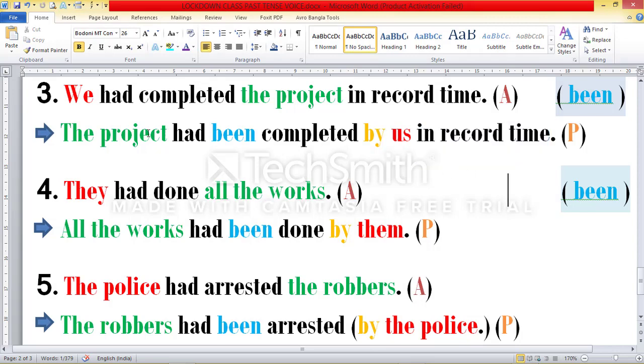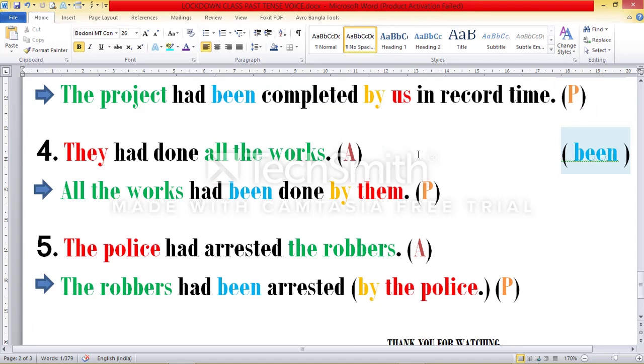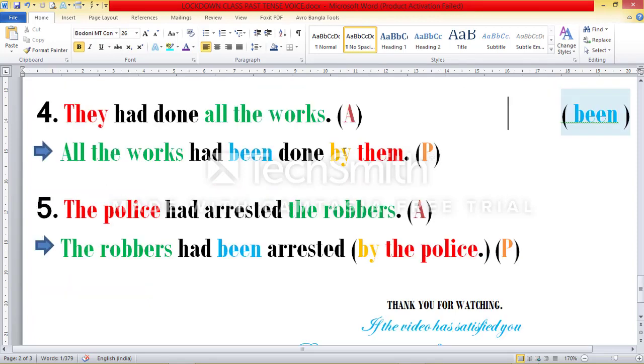So the passive form of the sentence, we had completed the project in record time, is the project had been completed by us in record time. Now let's go to the fourth sentence. The fourth sentence is they had done all the works. And in this sentence, as you know, they is the subject and all the works, this is the object.